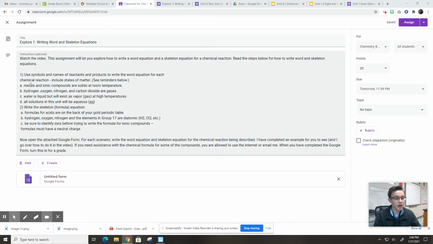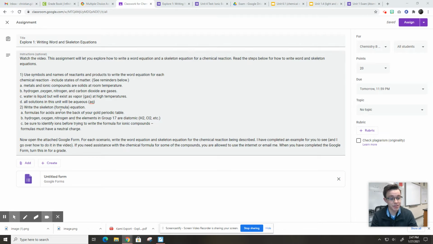Metals and ionic compounds are solids at room temperature. Hydrogen, oxygen, nitrogen, and carbon dioxide are gases. Water is liquid but will exist as vapor at high temperatures. And all solutions, if you see the word solution, that means that it's aqueous, which means it's just dissolved in water. There are a couple symbols here. If you see the letter S written after a symbol, that means that substance is a solid. If you see the letter L, it's a liquid, G is a gas, and AQ means that it's dissolved in water, meaning it's aqueous.